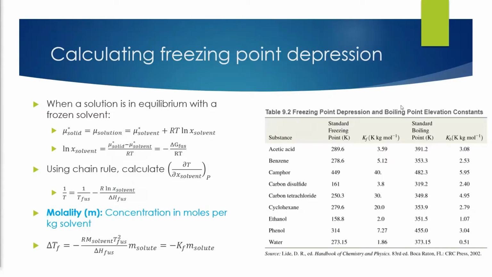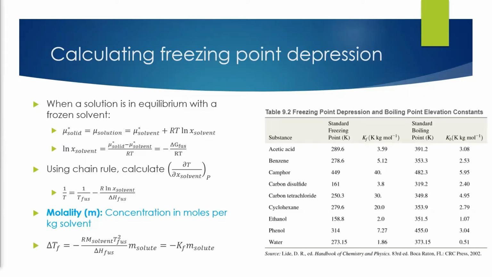Here we can look at a table of some substances with their standard freezing points and their constants here that talk about the freezing point depression and boiling point elevation. If we look at water, we can see that water has a Kf of about 1.86. So doing some calculations, we can look up the solubility of something like salt in water and see that salt is soluble to about 6 molar.